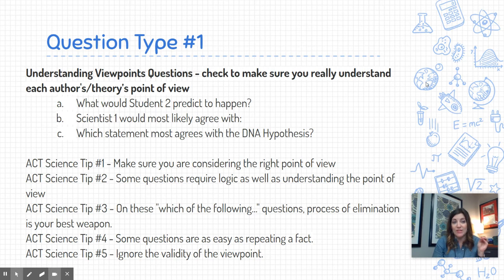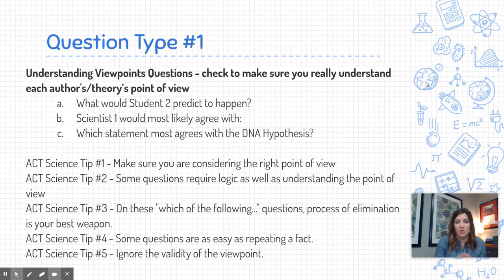So if it's asking me what scientist 2 was going to predict to happen, I guarantee some of the answer choices are like, this is what student 1 would predict. This is what student 3 would predict. Those are irrelevant to this question. It's asking me only about student 2. I only care about student 2's viewpoint. So don't be tricked by those deceptive details where it's like, yeah, that was in the passage, but it was about student 1. We're asking about student 2.